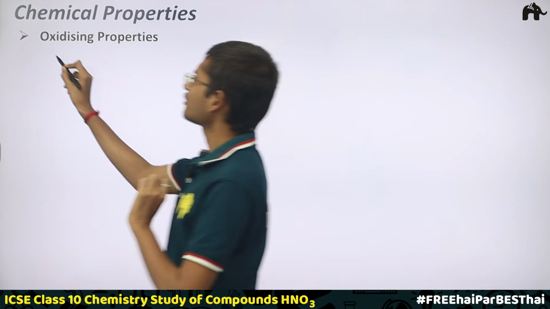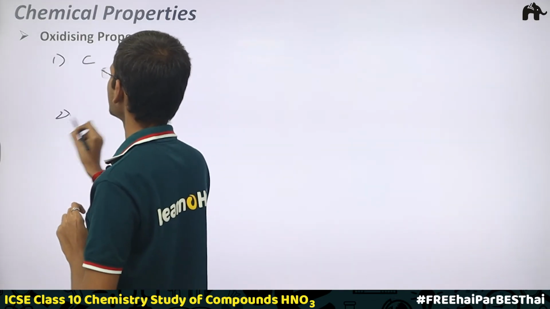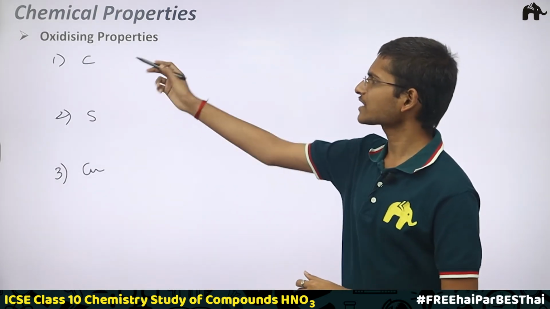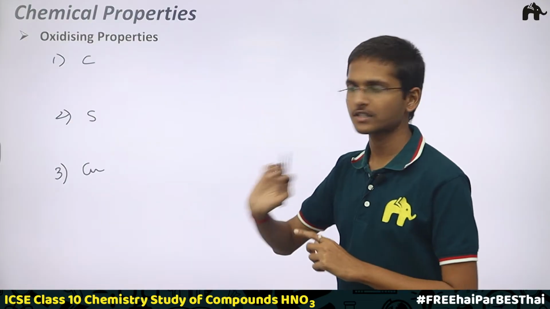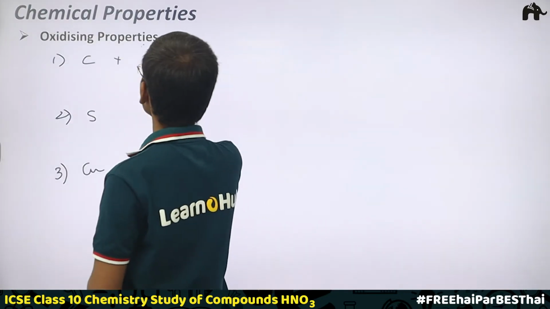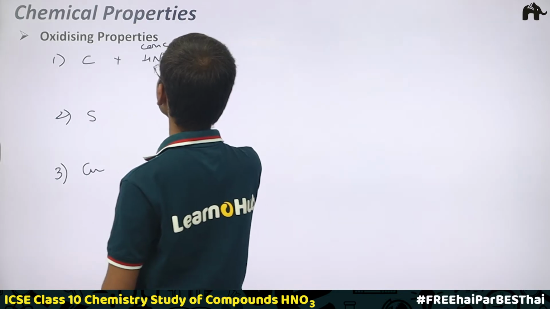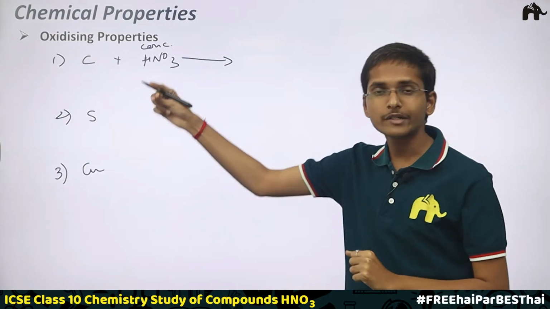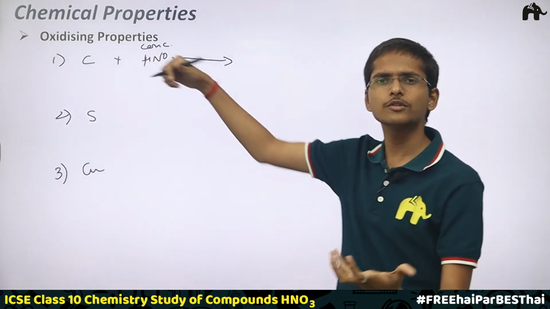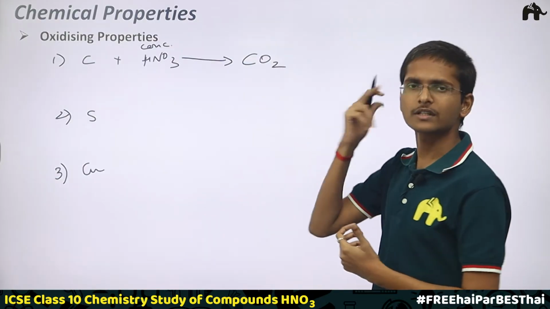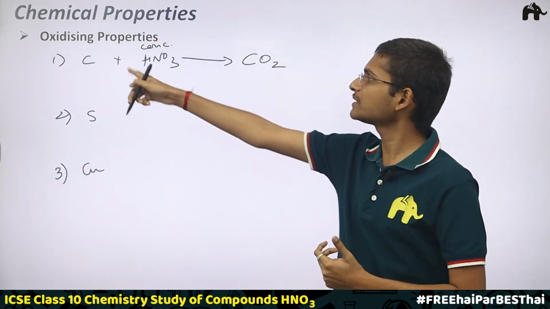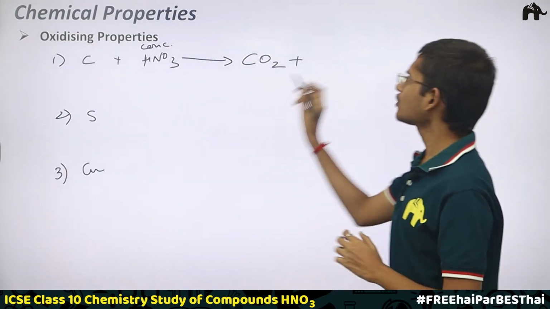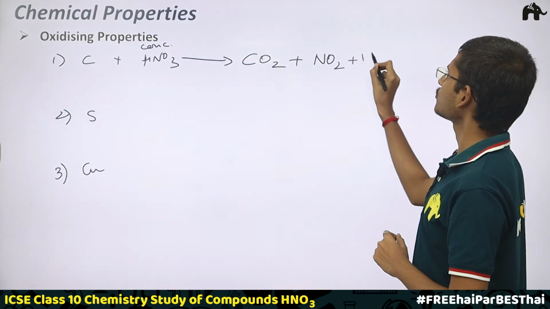First is with carbon, second is with sulfur, and third is with copper. Carbon and sulfur are non-metals. We all know the reaction with non-metals, and the reaction with the metal, which is copper just. So with carbon, our concentrated nitric acid reacts, and now you can see an oxidizing property. What would it do? Oxidize carbon. So what would be the oxidized form of carbon? Carbon dioxide. You can remember in this way: carbon undergoes oxidation, means addition of oxygen, means carbon dioxide is getting formed simply. And along with carbon dioxide, what would be formed is NO2 and H2O.